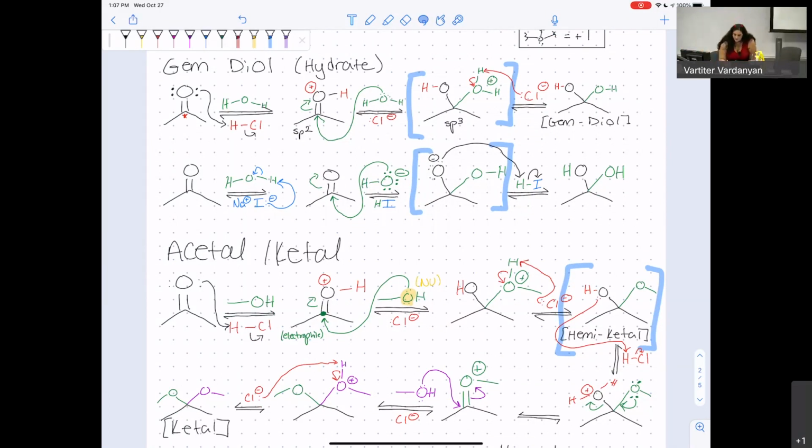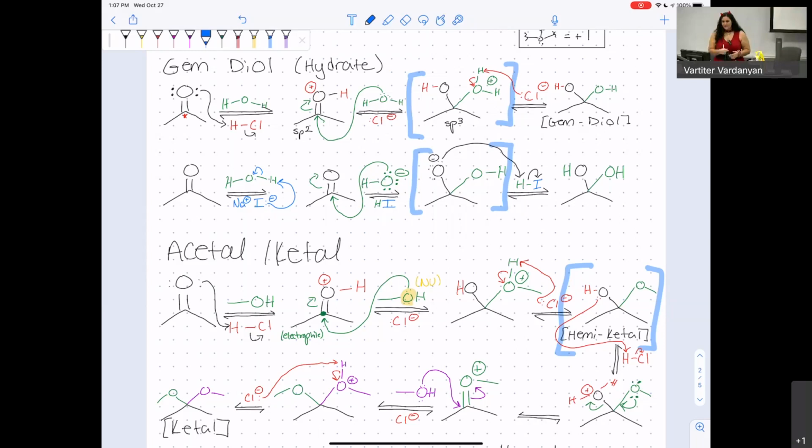So for the gem-diol reaction, well, in all of the chapter 16 reactions, we talked about how they are reversible, right? And that means we're going back and forth between the product and the starting material. So specifically for the gem-diol reaction, we have to pay attention to where the equilibrium is pointing, aka which side of the equation we're favoring.